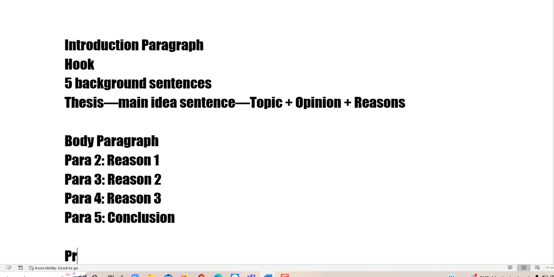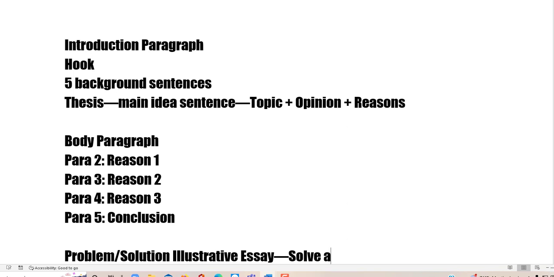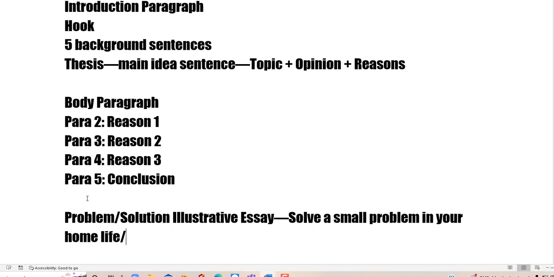You're going to be writing a problem solution illustrative essay where you are going to solve a small problem in your home life or your work life. So that's going to be the assignment for essay 1.